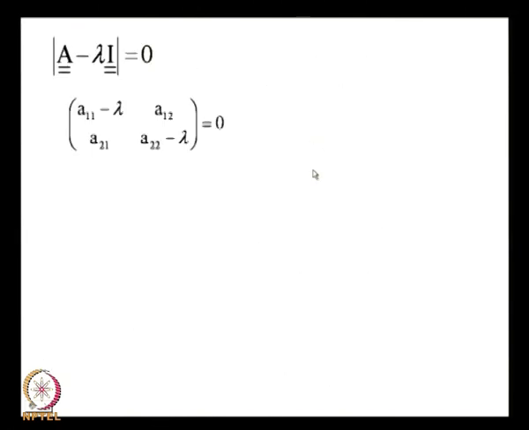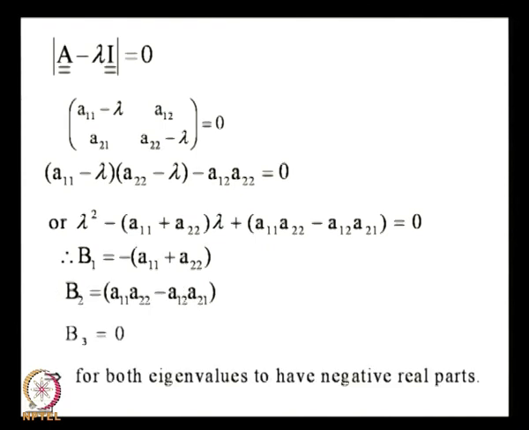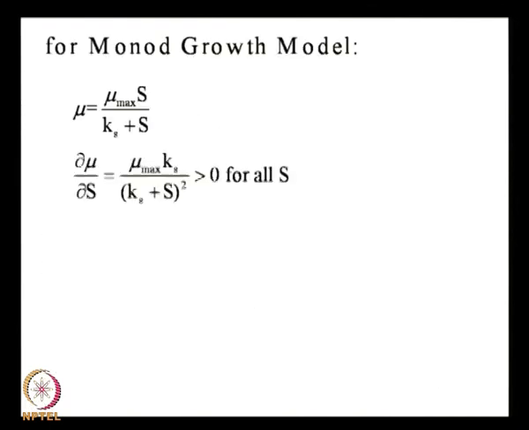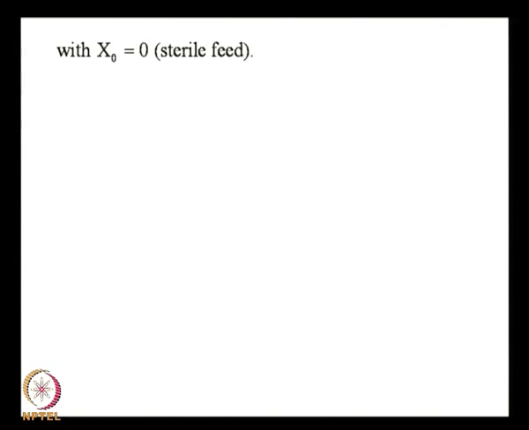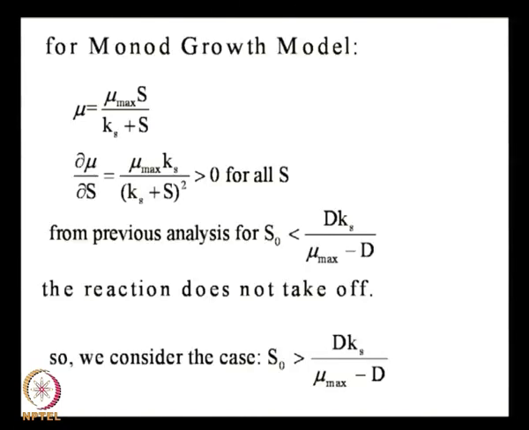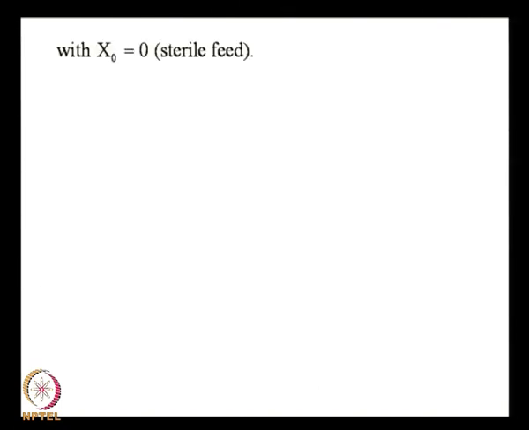Okay. So, let us work through this. All we need to do is actually find the criteria. So, we understand this, that S naught has to be greater than dKs over mu max minus d. Now, let us consider the case of sterile feed. Why do we consider that? Just to make our calculations a little simpler. Sterile feed means X naught equals 0. Okay.